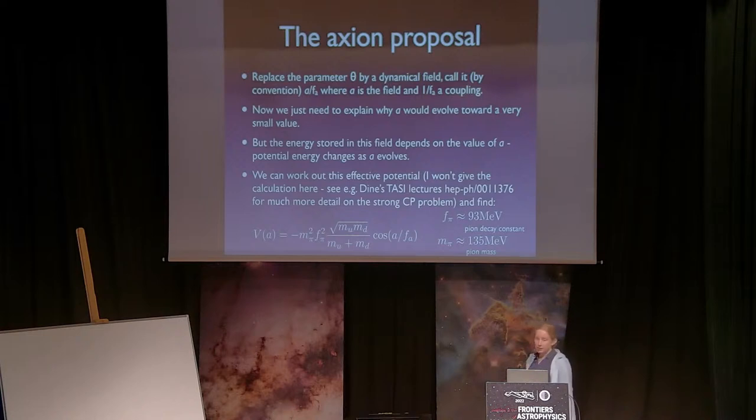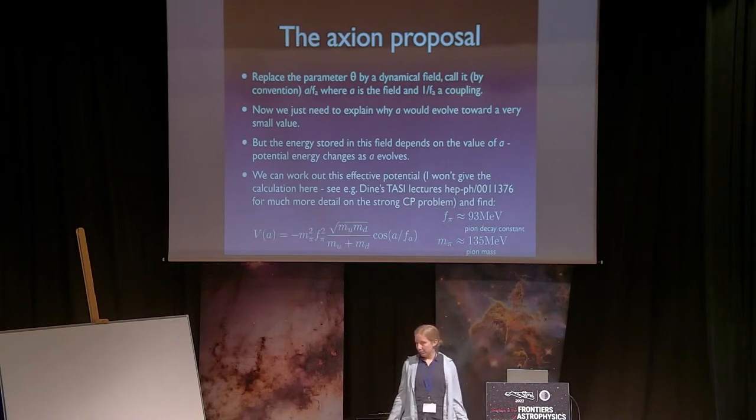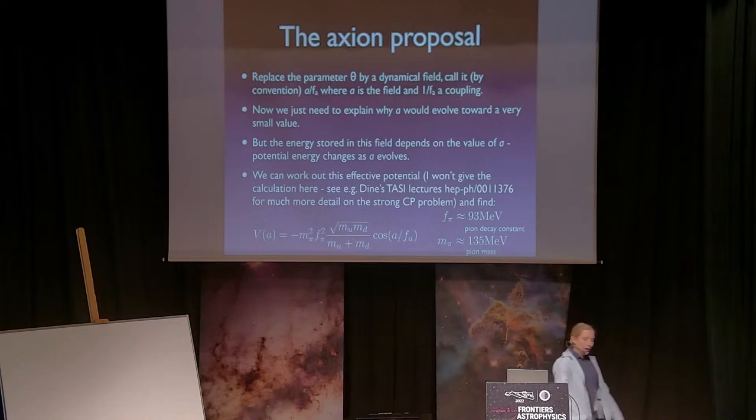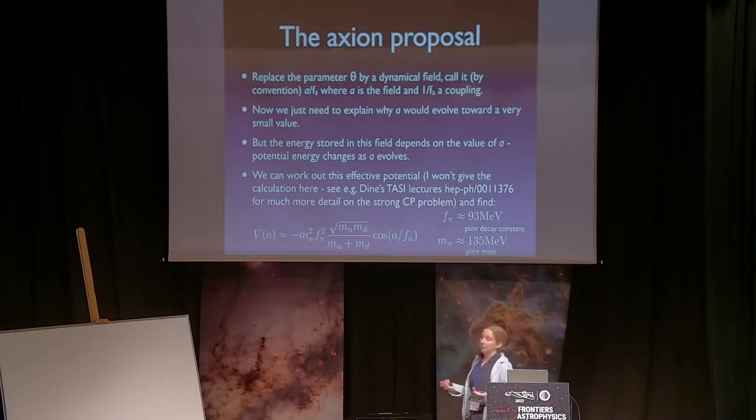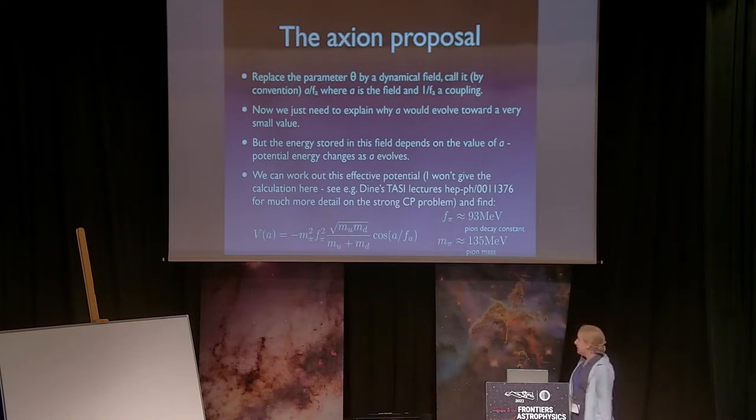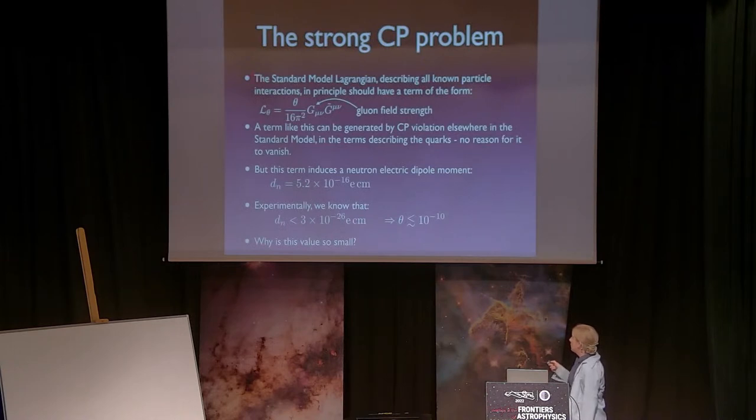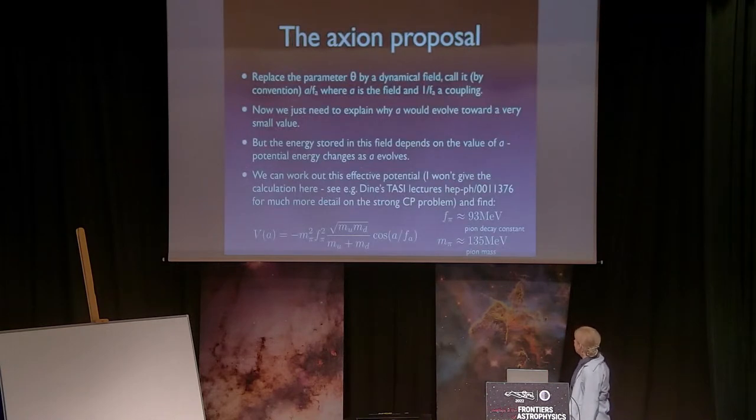And so then we just need to explain why A would evolve towards a very small value. So now it's a dynamical field. Well, if we want to explain why a field would evolve towards a particular value, one thing that we might think about is, okay, maybe that value is a minimum of potential energy somehow, right? And it turns out that this works pretty well in this case. There's energy stored in this field as a result of this term in the Lagrangian, and that energy depends on the value of A.